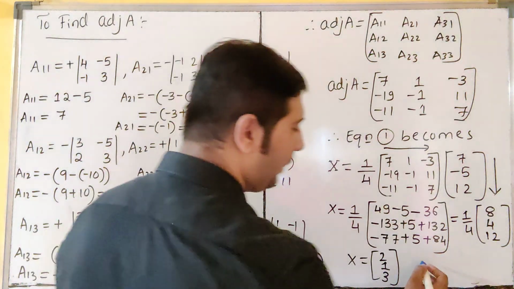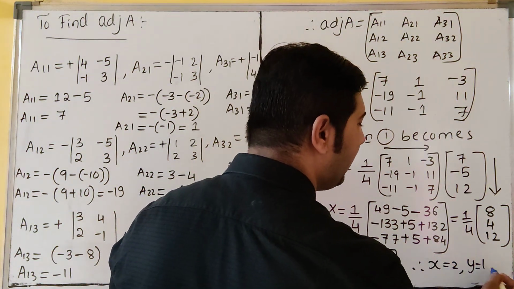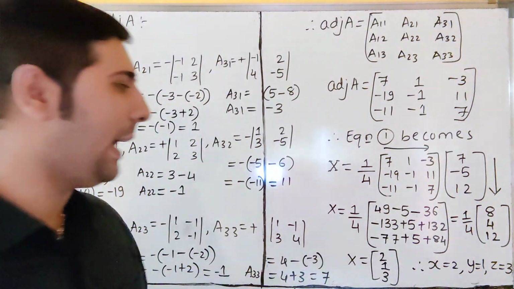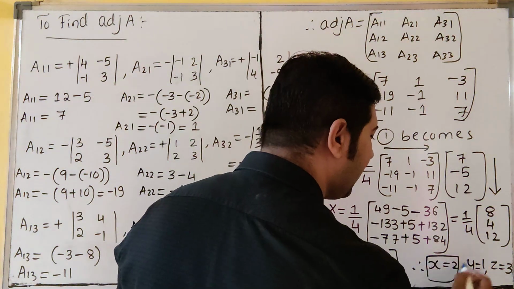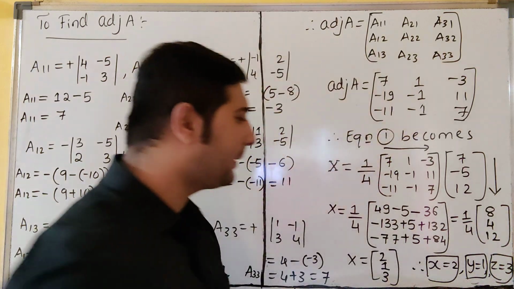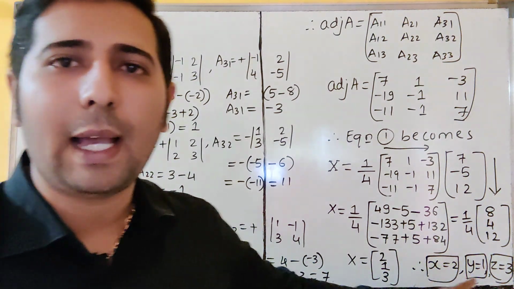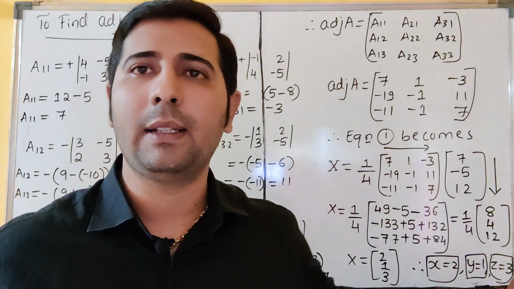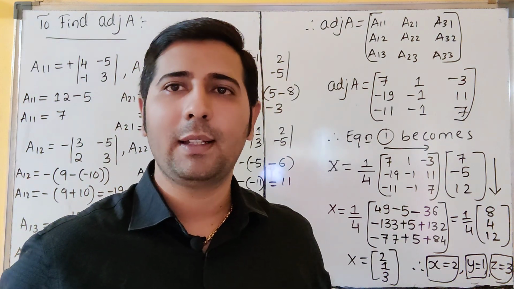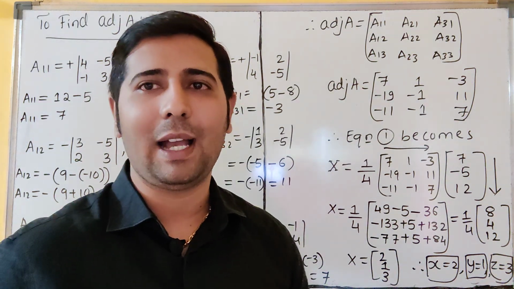So therefore our answer is X is equal to 2, Y is equal to 1, Z is equal to 3, dear students. This is our required answer. Got it? Clear? X is equal to 2, Y is equal to 1, Z is equal to 3. If you put these values in your equations, then 100% it will satisfy our equations, dear students. If it is not satisfying, then we have done something wrong. I feel I have done correctly.